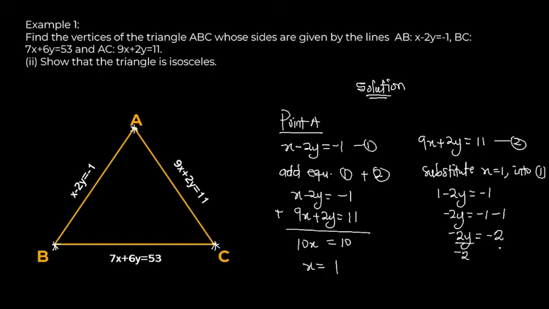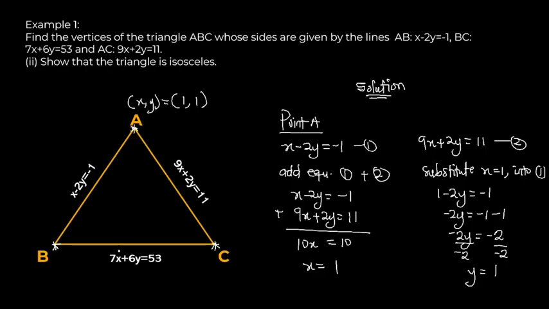I divide both sides by -2 to let my y stand alone, and my y will now give me a value of 1. So it means for the vertex A, it has the coordinates x and y, and that is equal to x is 1, y is also 1. So that is the point for the vertex A. Now for the vertex B, we need to solve the equation of the two lines that form the vertex B, that is x minus 2y is equal to -1 and 7x plus 6y is equal to 53.